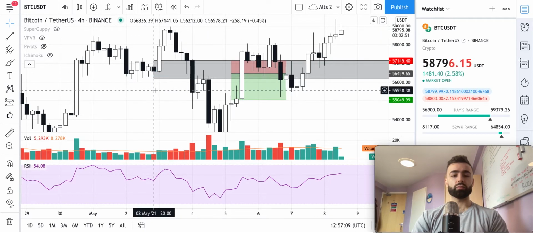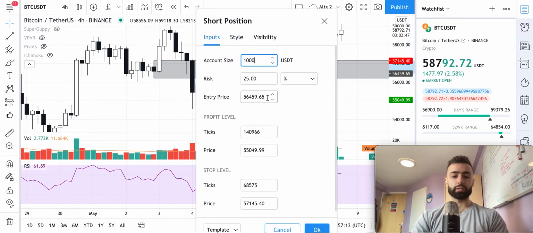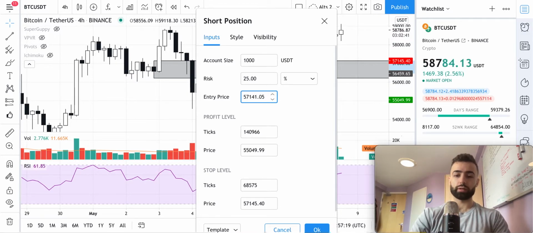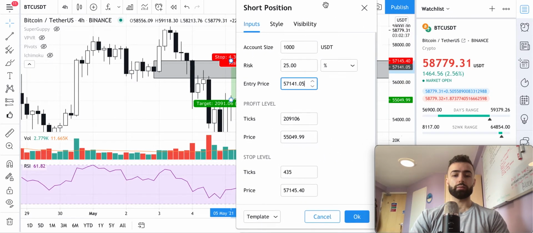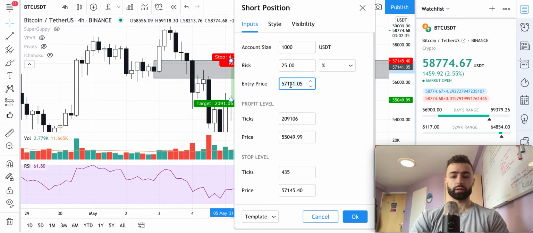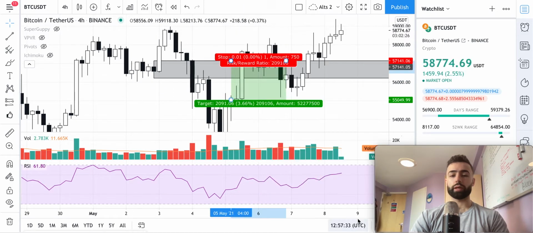So it's 57,141.05. So I double click on that, come into here, 57,141.05, click enter. So now my stop loss is, oh, that was my entry price. I'm sorry, hang on one second. There we go. So now our entry price, now where are we going to enter the trade?